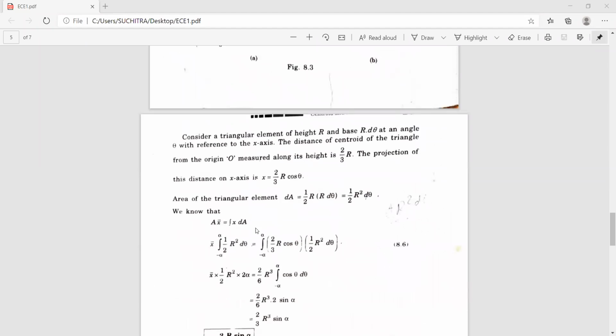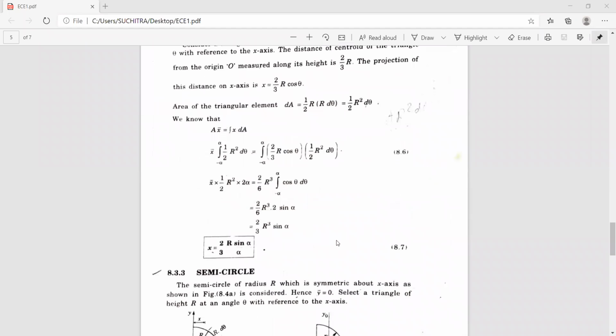We know the general expression: A x bar is equal to the integral of x dA. Then finally you can find the x coordinate distance, that works out to be 2/3 r sine alpha by alpha. So this is the centroidal distance, or the coordinate distance, of the given sector with respect to the y-axis. That is, the x bar value is 2/3 r sine alpha by alpha.